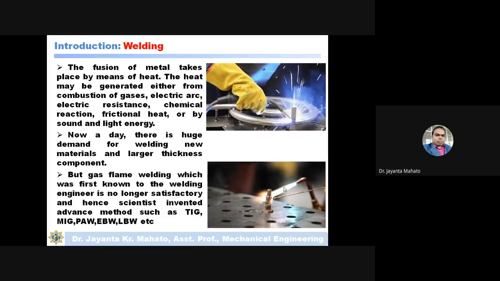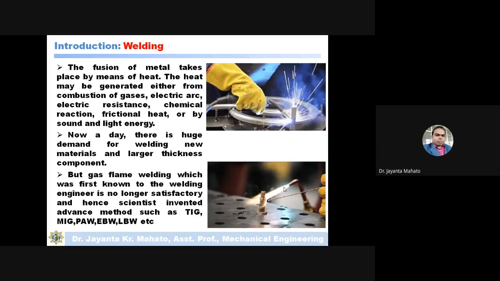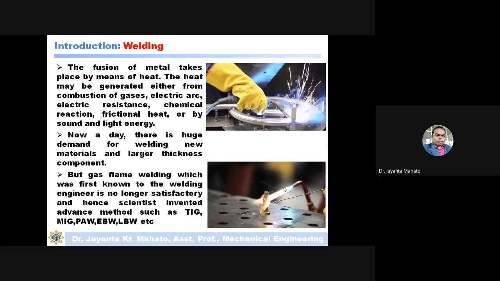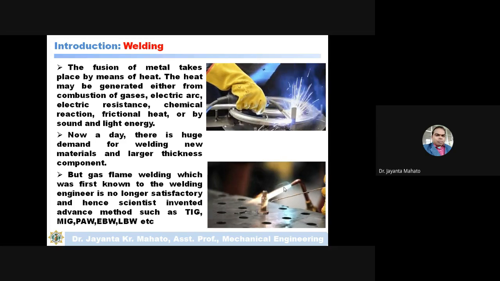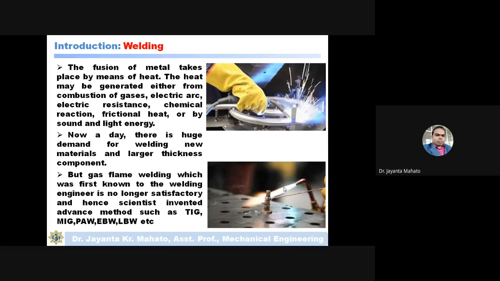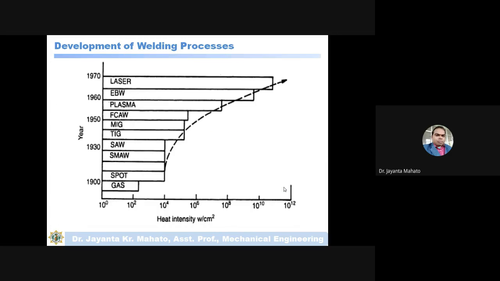But the gas flame welding, which was first known to welding engineers, is no longer satisfactory, and hence advanced methods such as tungsten inert gas, metal inert gas, plasma arc welding, electron beam welding, and laser beam welding. So these are the advanced welding processes. So this is the development of welding processes, from the gas welding process to the resistance welding process.